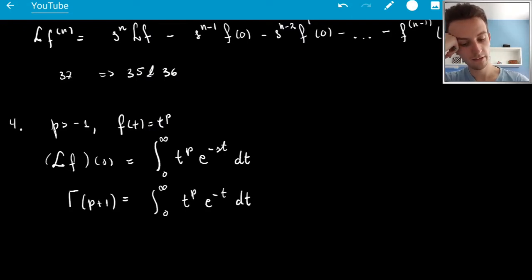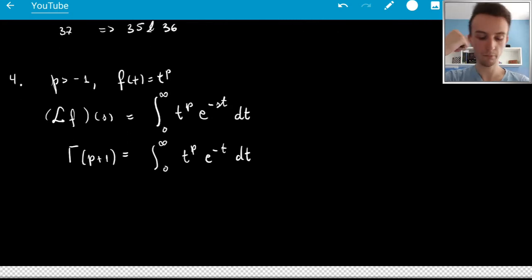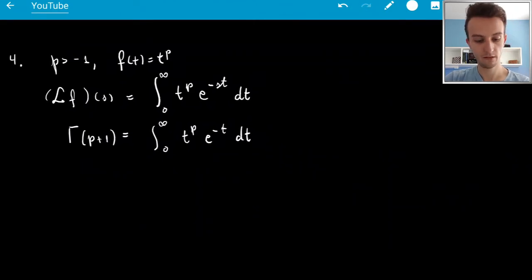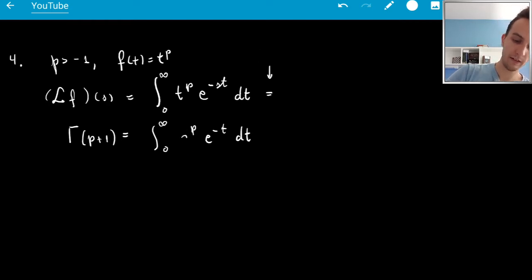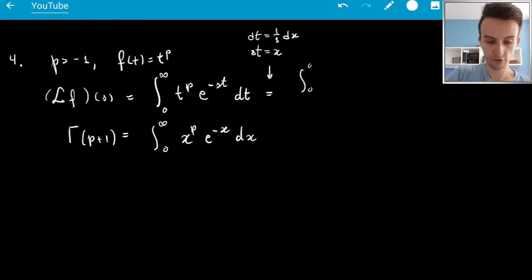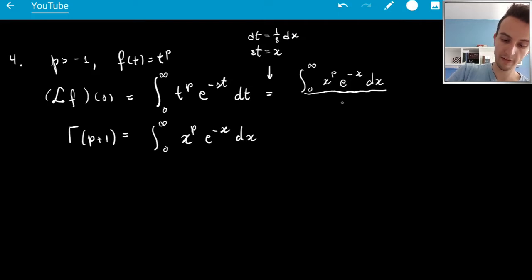So 0 to infinity t to the p e to the minus st dt. And here it's t to the p e to the minus t dt. I suppose the s will just come out by itself, yes. So obviously we'll do a substitution here. Maybe here I'll change to x, and here I'll say let st equal x, and dt is 1 over s x dx. Okay, 0 to infinity doesn't change. So we have 0 to infinity x to the p over s to the p, and then e to the minus x dx over s. So here s to the p plus 1.